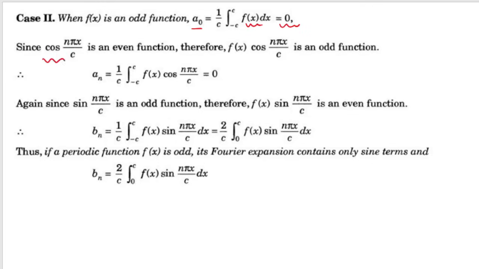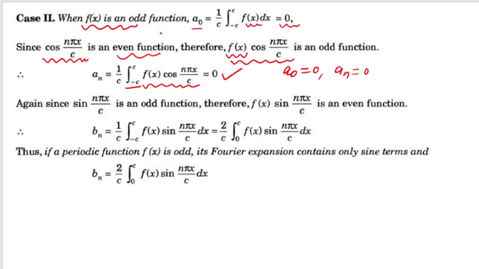And since cos n pi x by c is an even function, but f of x is an odd function, the product of this is an odd function. So if you integrate an odd function in the interval minus c to c, an will be equal to 0. So here we are getting a naught equal to 0 and an also equal to 0 in case when f of x is an odd function, right?